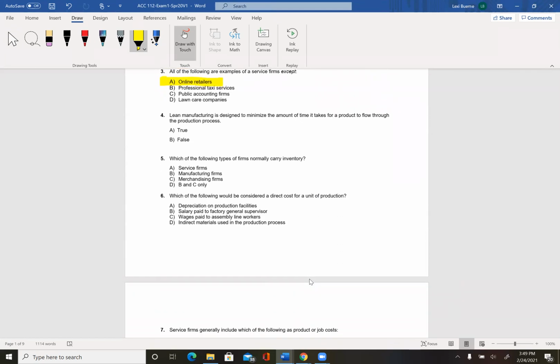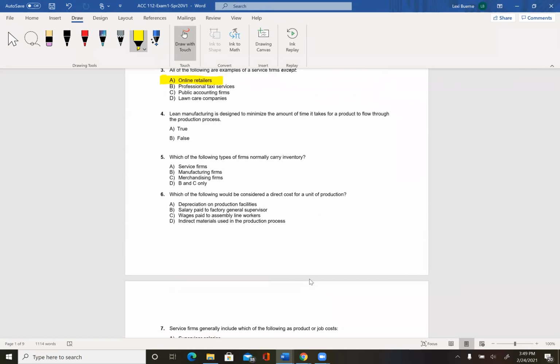Lean manufacturing is designed to minimize the amount of time it takes for a product to flow through the production process. That is going to be true. So you're trying to reduce the waste and minimize time.